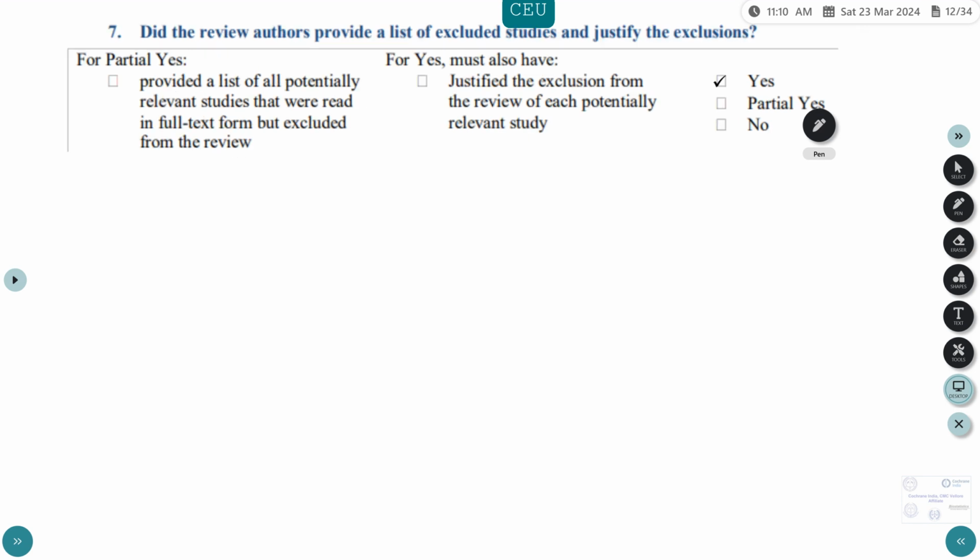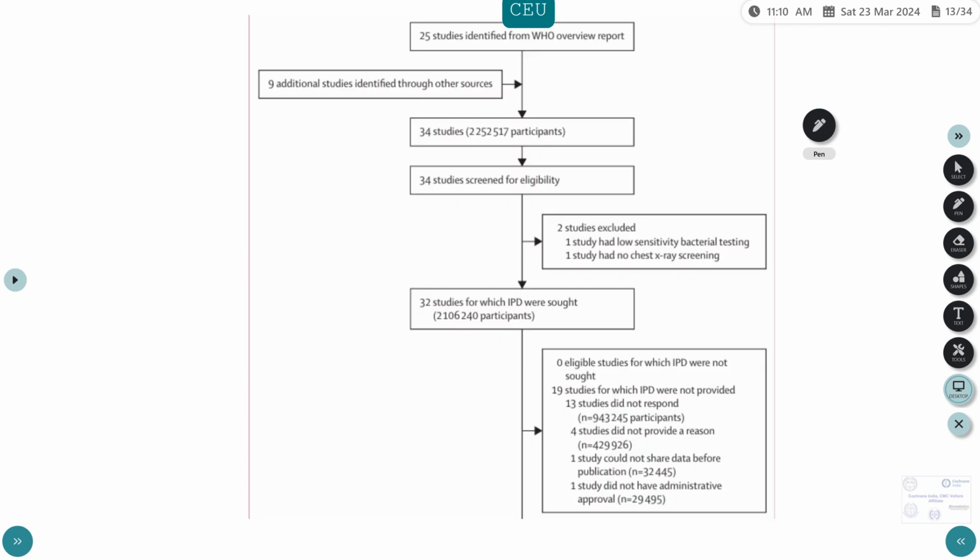Did the review authors provide a list of excluded studies and justify the exclusion? Yes. This is the PRISMA flow diagram. Initially, they screened about 34 studies. Of the 34 studies they screened, they had to exclude 2 studies, remaining 32 studies. Of the 32 studies, 19 also had to be removed, of which 13 of the authors did not respond, 4 studies did not provide a reason, 1 study could not share the data before their publication, and 1 study did not have administrative approval.